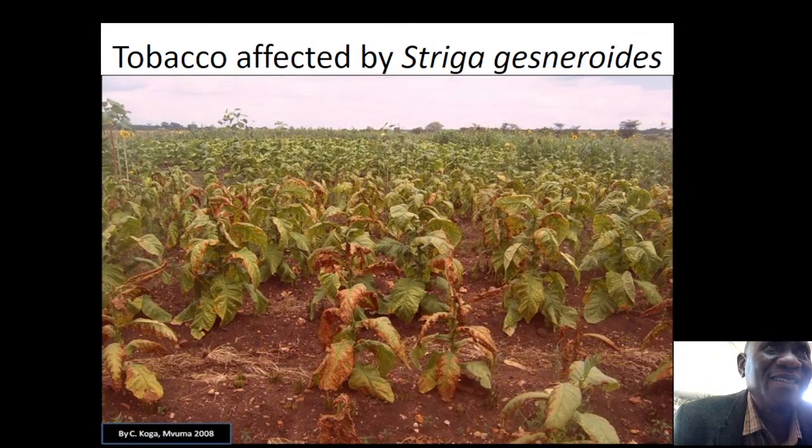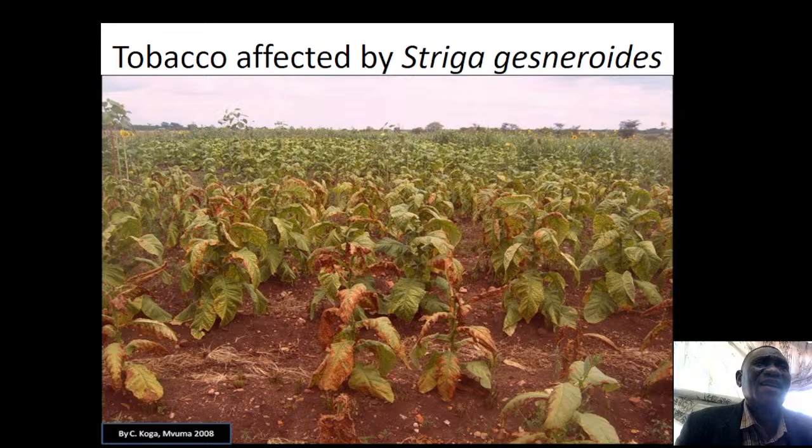What you are seeing is a tobacco field which was affected by Striga gesneroides. You can see the tobacco leaves are drying, and this can affect the quality of tobacco.